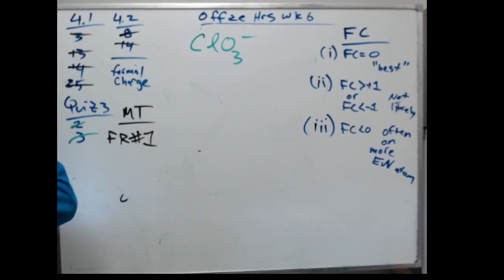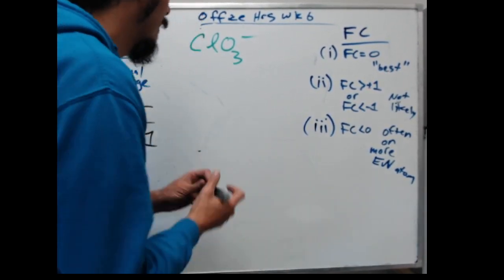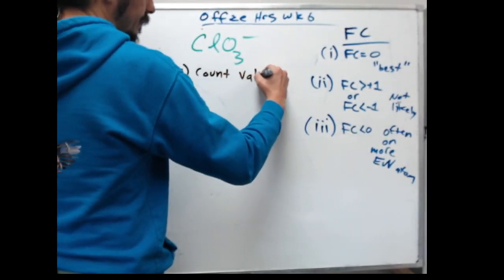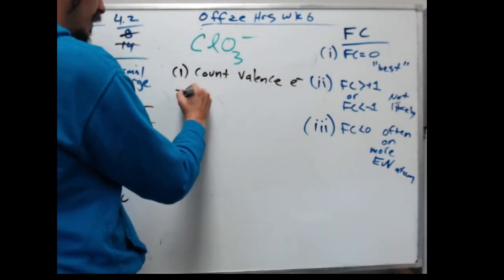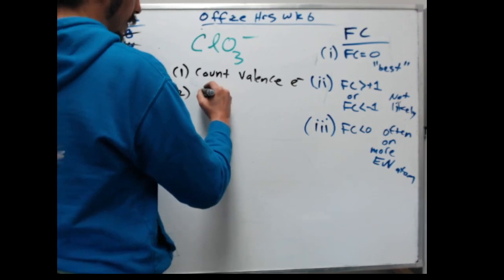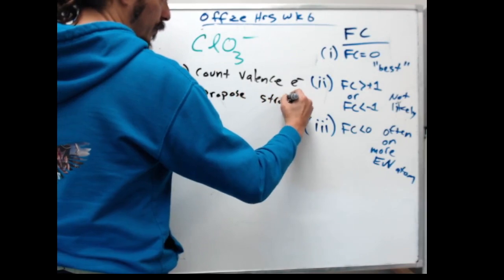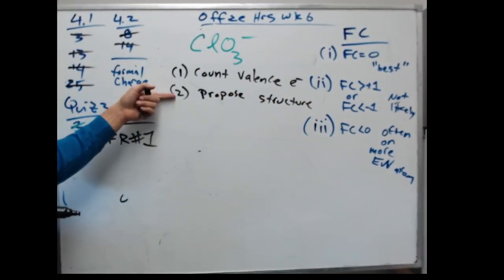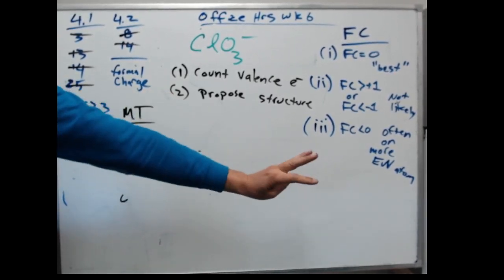Don't look yet. Do you remember the steps? Step 1, count valence electrons. Okay, let's do the steps. Step 1, count the valence electrons. Step 2 is propose a structure. This is where all of our nice pieces come in really handy. We propose really good structures, and we get it right on our first try.